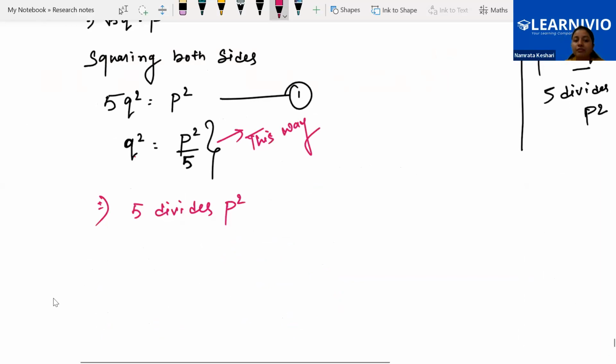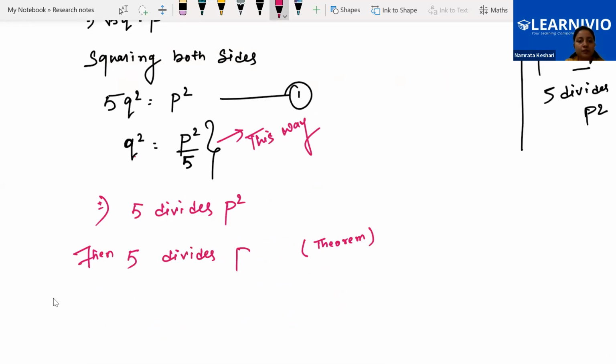Okay. Now we have written 5 divides p square. From here, we can make the conclusion from the theorem that since 5 is a prime number and it divides p square, 5 also divides p. 5 divides p square, that means it will also divide p, that we have already seen in the theorem. We have taken a few examples to check that.